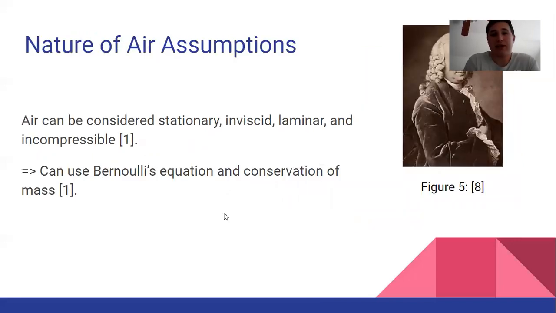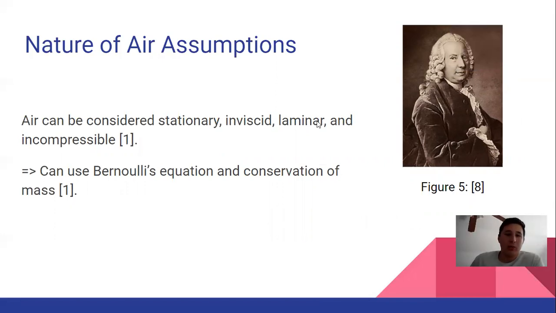All right, nature of air assumptions. So what I mean by this is the air that's contained within the musician's mouth. The math, like I said, gets very complex. So if you can assume air to be stationary, inviscid, laminar, and incompressible, you can use Bernoulli's equation and conservation of mass equation. And so here is Mr. Daniel Bernoulli. And anyways, Bernoulli's equation and conservation of mass both help to simplify your calculations a lot. So a lot of times that assumption is made.